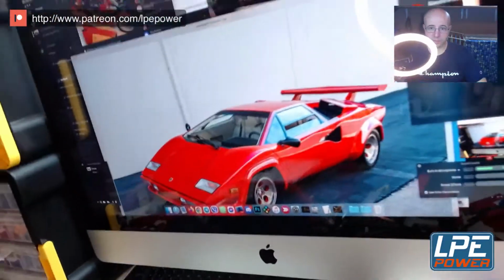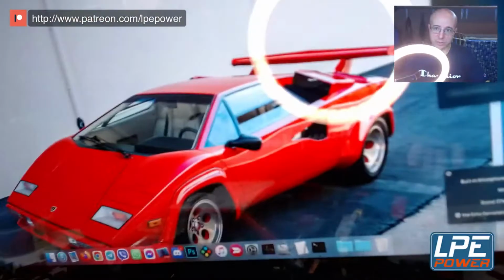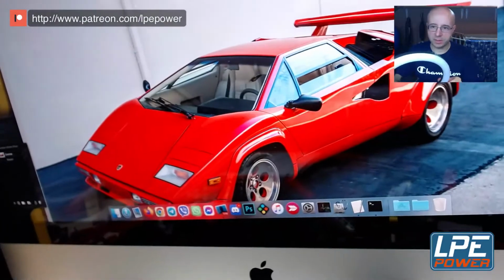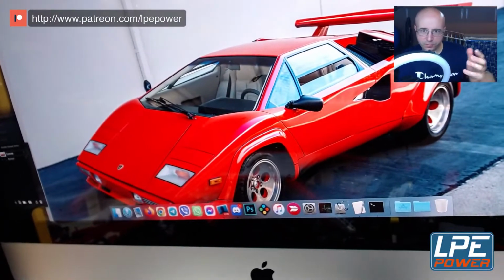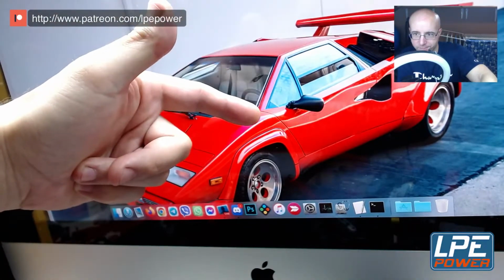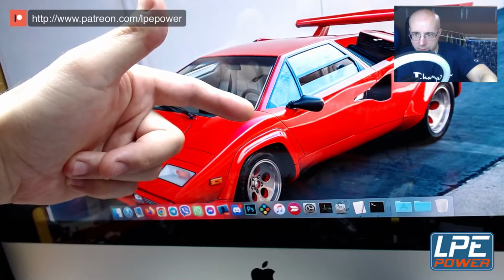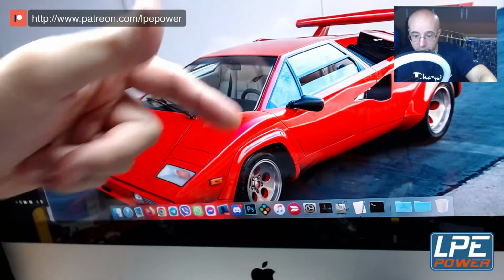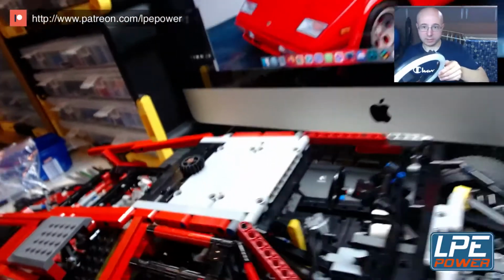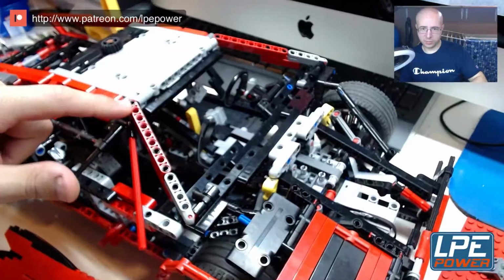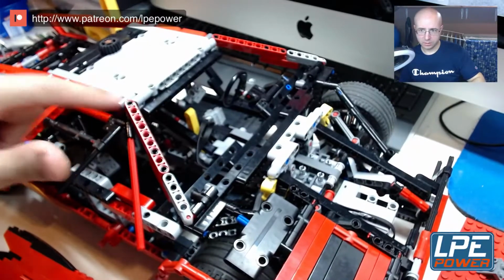Let me show you. You see, this is a picture of a Countach. So, what do you see? You see the A pillar. Okay, the A pillar is actually the door. And if you take a look at our model here, we have the A pillar like this here. Wrong.